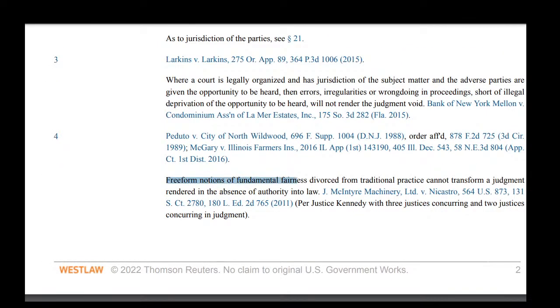Free-form notions of fundamental fairness, divorced from the traditional practice, cannot transform a judgment rendered in the absence of authority into law. Wow. That's per Justice Kennedy, with 3 justices concurring and 2 justices concurring in judgment. Wow.